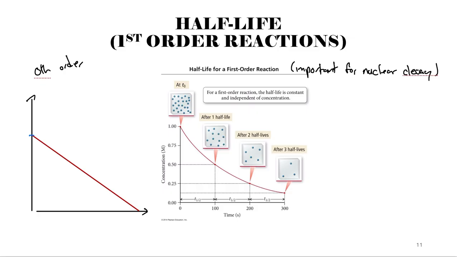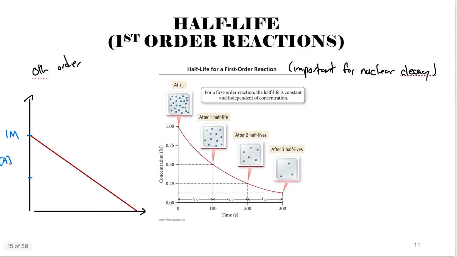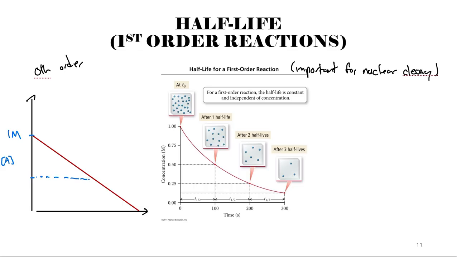And this was our initial value of 1 molar. It's our concentration of A. And this was 1/2 that value. All right, this would be T 1/2 initially. So we went down to 0.5 molar. And then from here, we go down again to 0.25 molar.